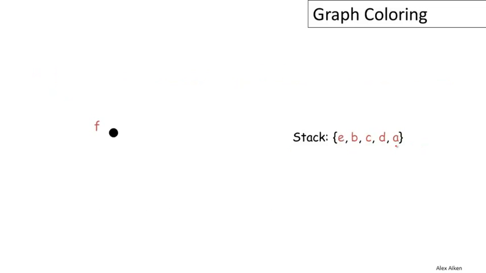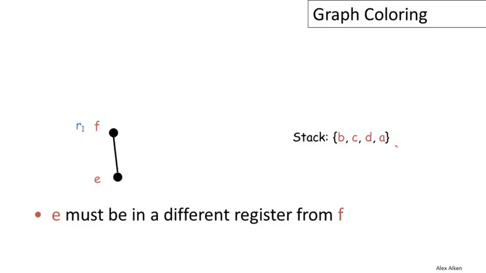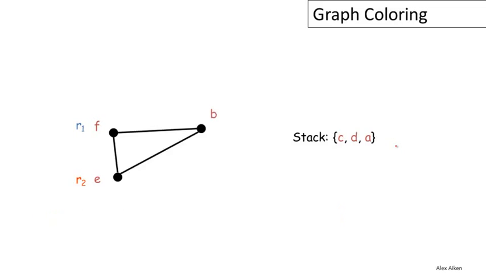So we'll take node F and put it back into the graph, and we'll assign it a color. And let's just say we're going to pick the lowest numbered register that is not used by any of its neighbors. And so since F is in the graph by itself, we'll just assign it register 1. Now we add E back into the graph, and it has to have a different register from F. And so since F is using register R1, we'll just assign E register R2. Now we add B back into the graph. It has to have a different color or register than both F and E, so we'll assign it register R3.